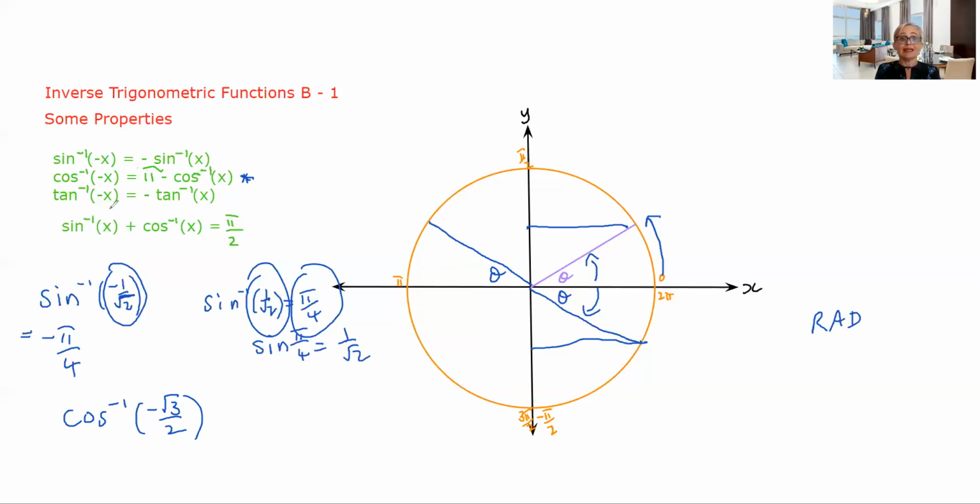Inverse tan of negative x is negative inverse tan of x. That's similar to the sine one. Remember that for inverse tan and inverse sine, we're going from negative pi on 2 up to pi on 2 for our range. And then finally, we've got this little gem here, which makes a lot of sense, but you need to think about it for a bit first. Inverse sine of x plus inverse cos of x is pi on 2.